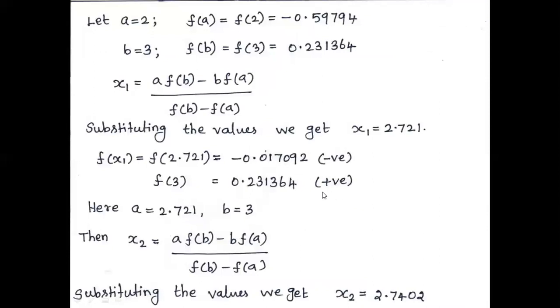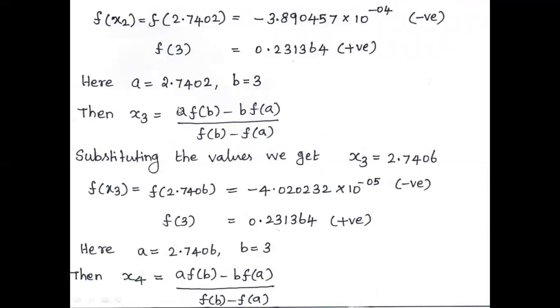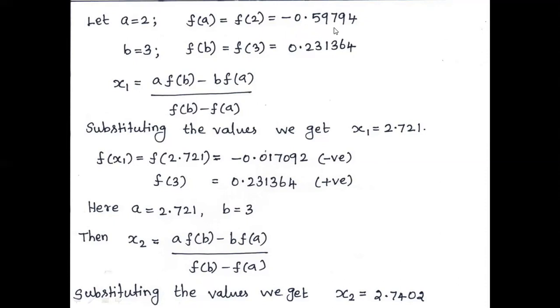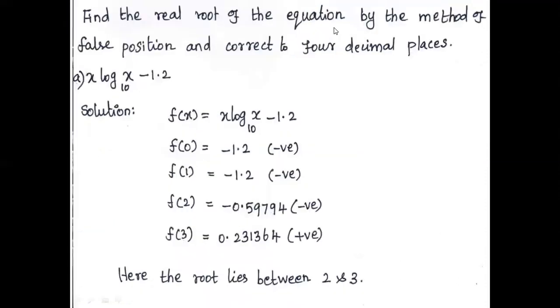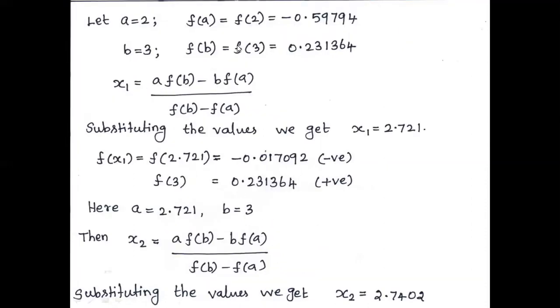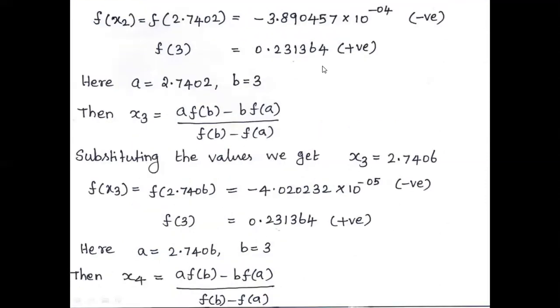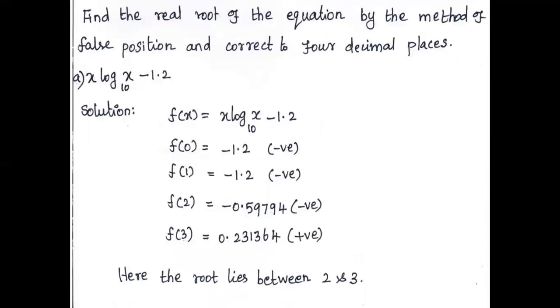So now let us take 2 as the value of a and b as 3. The smaller value we always take for a and the larger value for b. So now a is equal to 2 and b is equal to 3. So now substituting f of a: f of a becomes f of 2, that is minus 0.59794. We have already calculated that here. And f of b, that means f of 3, that is 0.231364. We have already calculated that value, right? f of 3 is 0.231364.